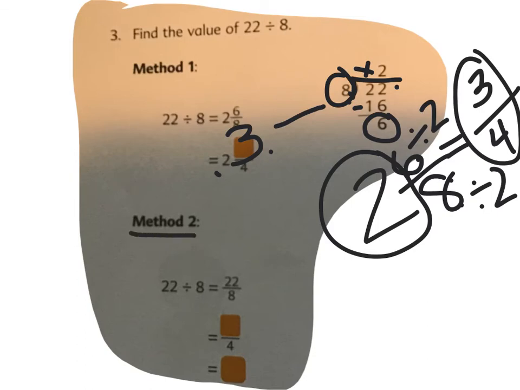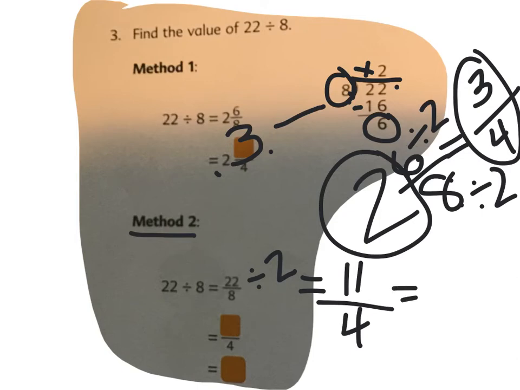So 22 divided by 8 equals 22 over 8. Now what they did right here is they reduced it in the improper fraction form. They knew that 22 and 8, the common factor was 2. 22 divided by 2 is 11. 8 divided by 2 is 4. Now they can easily, maybe a little easier, it's up to you.